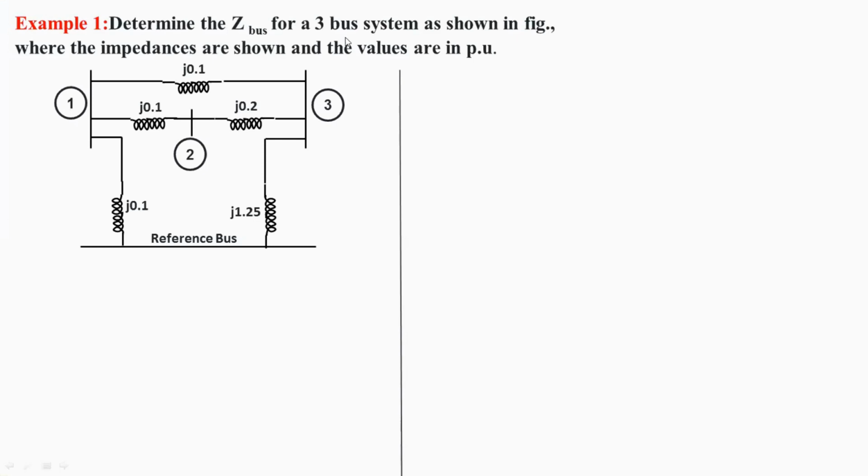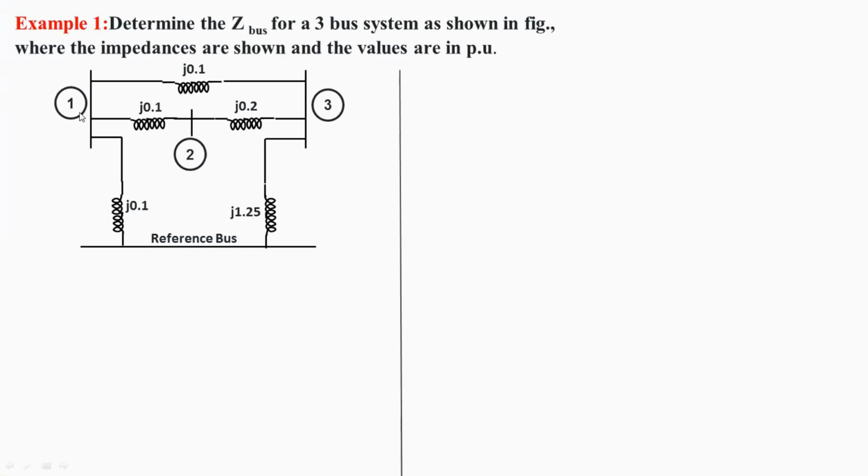Determine the Z bus for a 3-bus system as shown in the figure, where the impedances are shown and the values are in per unit. The impedance diagram is given. This one is the 3-bus system except the reference bus.